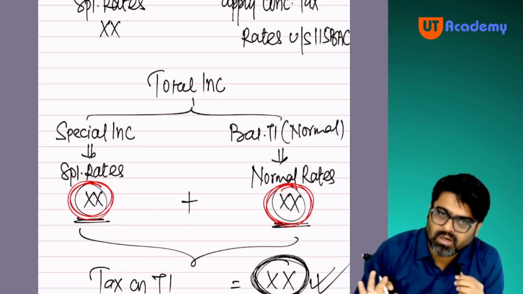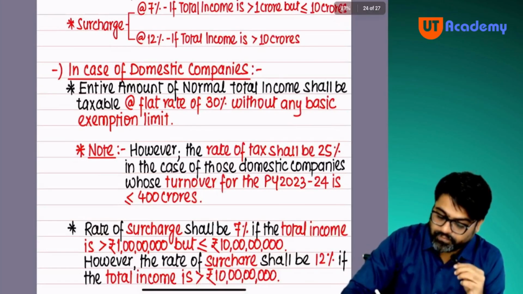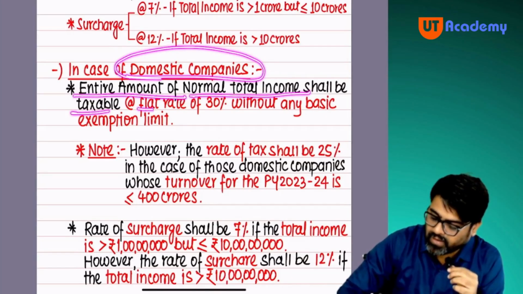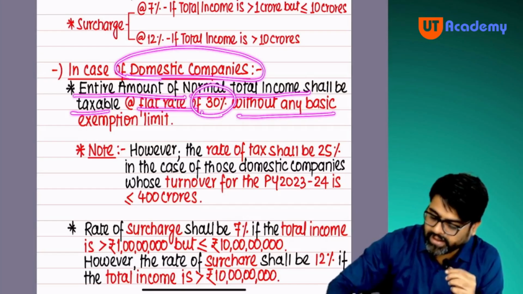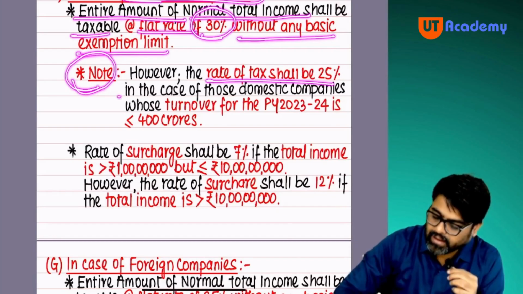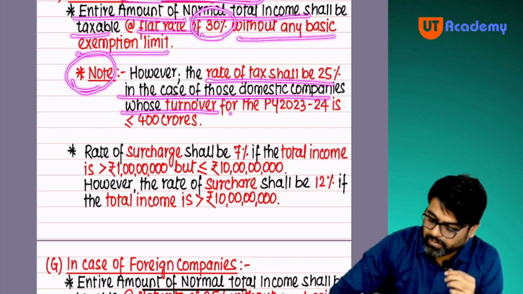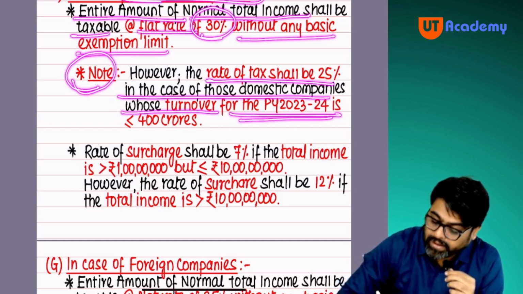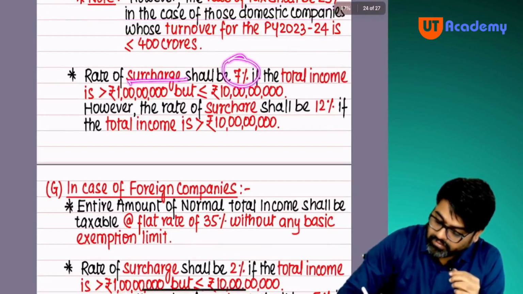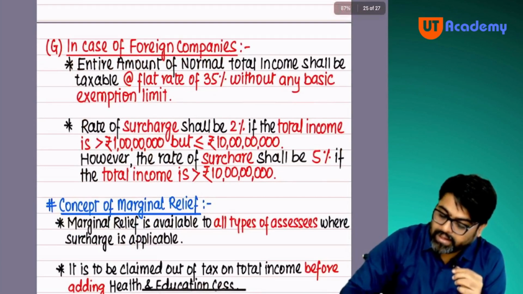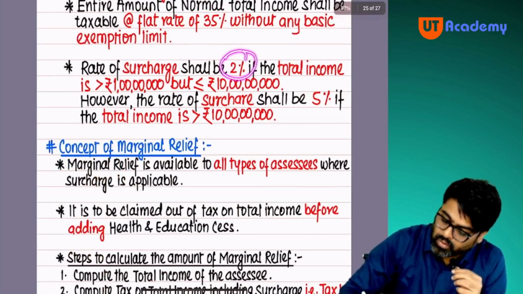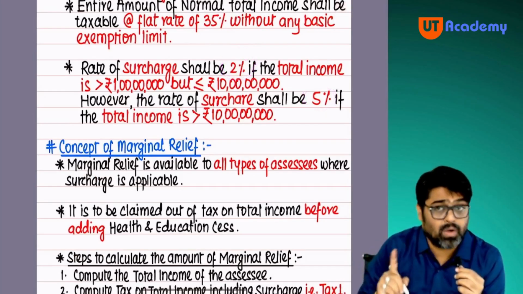Understanding? Sure? See. In case of domestic companies, the entire amount of normal total income shall be taxable at a flat rate of 30% without any note. However, the rate of tax shall be 25% in the case of those domestic companies whose turnover for the previous year is very important. Next one. Rate of surcharge will be 7% and 12%. Yes or no? In case of foreign companies, flat rate of 35% on normal total income. Rate of surcharge is 2% and 5%. Remember all the limits. Okay.